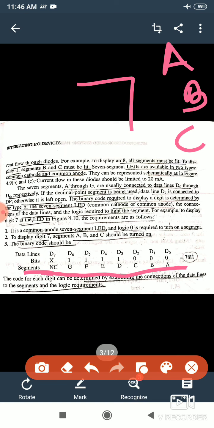Now for 7 in common anode, as I have explained, A, B, C should be 0 and the rest should be 1, and I have taken don't care as 0. So 78 would be the data that we have to transfer to the LED to display 7. Now what is the procedure? We have to move 78 into the accumulator and output it with the help of the OUT instruction. Where do we output it? To the port address of the LED. The port address of the LED is given to you as F5.